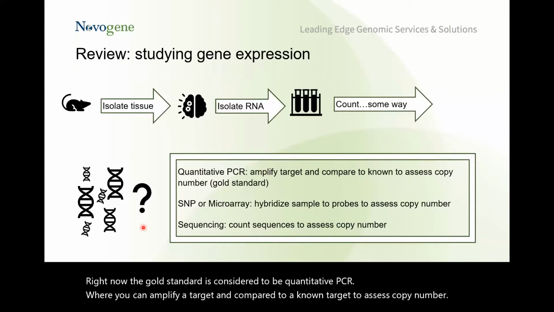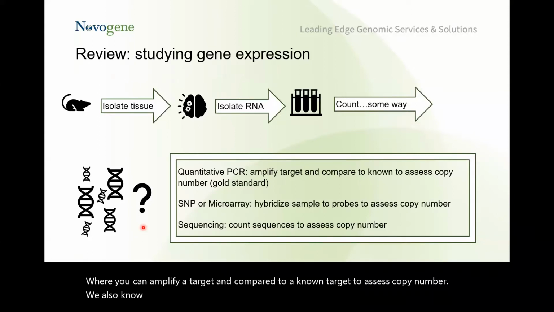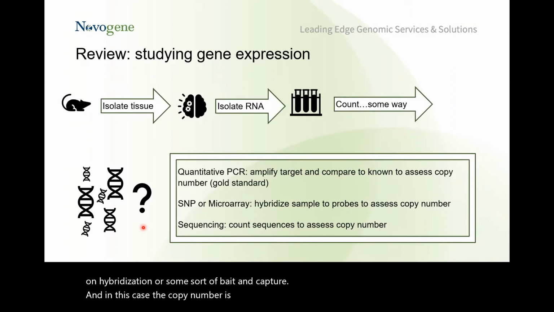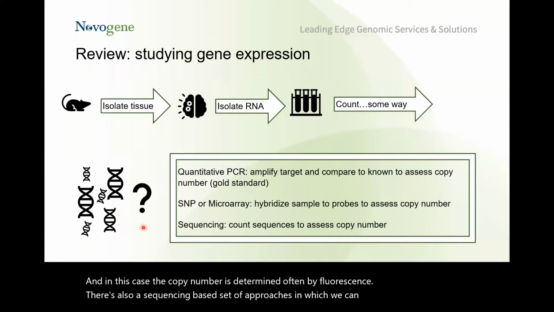We also know that SNP typing can work and microarray typing can work. These often depend on hybridization or some sort of bait and capture. And in this case, the copy number is determined often by fluorescence. There's also a sequencing-based set of approaches in which we can count sequences to assess copy number.